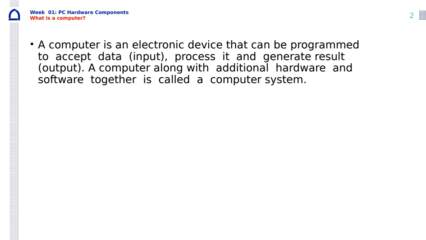Quiz 1, CIS1103. In the hardware chapter, we discussed the definition of computer. This is important. We said that a computer is an electronic device. It can be programmed to accept input. You can input data, it will do processing, then it will produce output. The computer with additional hardware and software is called a computer system.